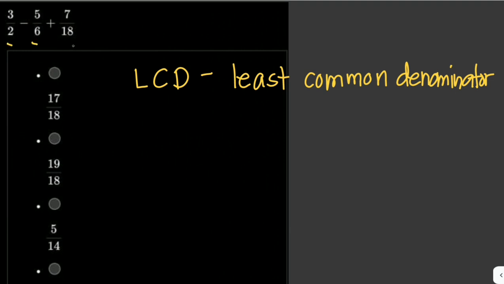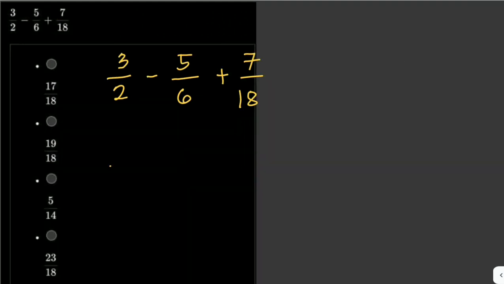2, 6, and 18, or the smallest number that is divisible by 2, 6, or 18. So in this case, 18 here is divisible by 2, 6, and 18 itself. So let's do it. So our common denominator here is 18. So 18 divided by 2 is 9. 9 times 3 is 27. Then we copy the operator sign minus.